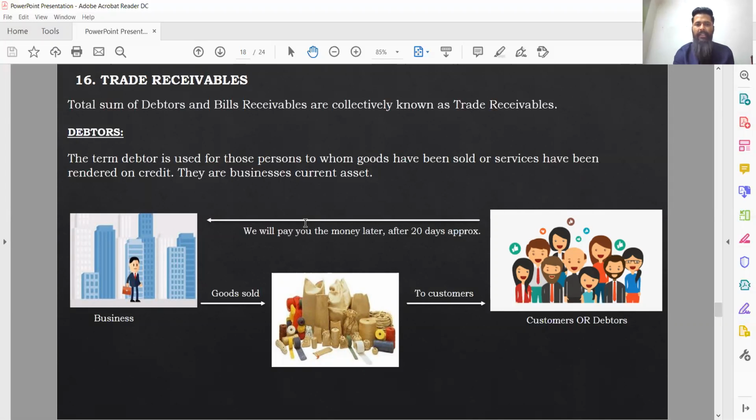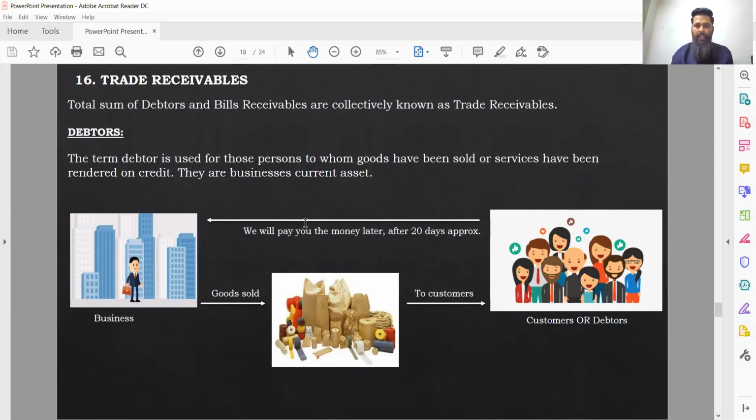Now the point is, what is the meaning of debtor and bill receivable? Trade receivables are merely the sum of these two things. So we have to understand the meaning of debtor and bill receivable. Let's start with the meaning of debtor.